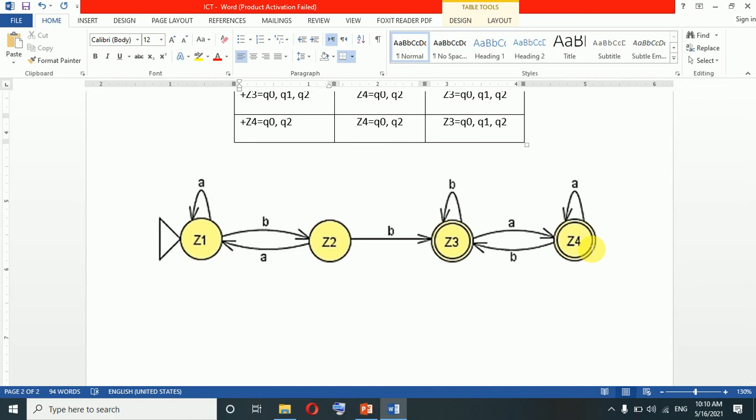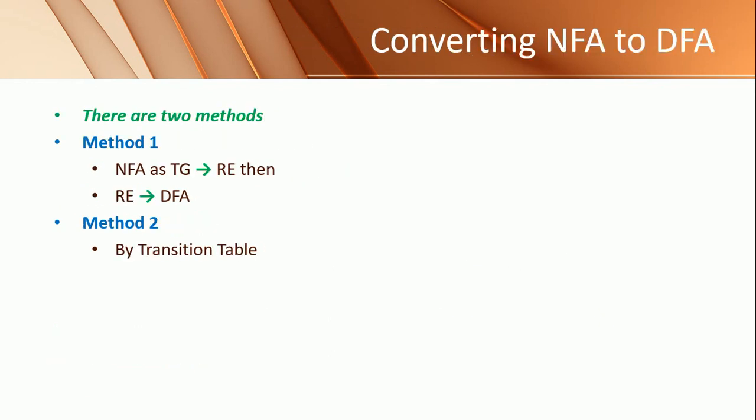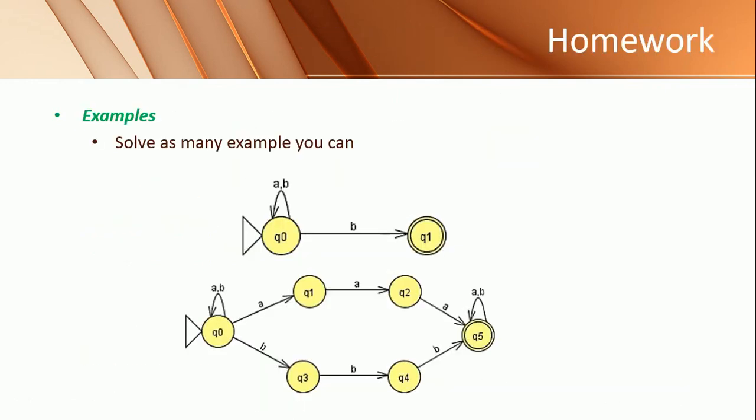So that is the method of how to convert an NFA into a DFA. This is your homework. Solve as many examples as you can. You need to convert this NFA into a DFA using a transition table. Also, try to convert the NFA into a TG, then to a regular expression, and from the regular expression convert into a DFA. This is your home assignment for this lecture.